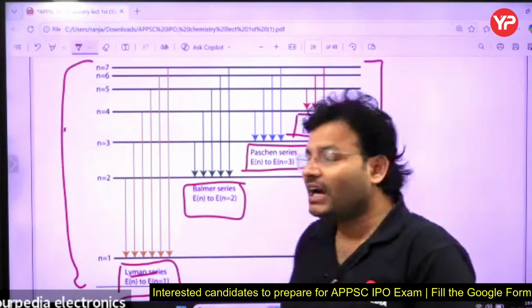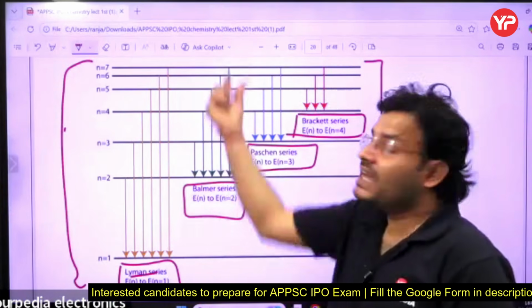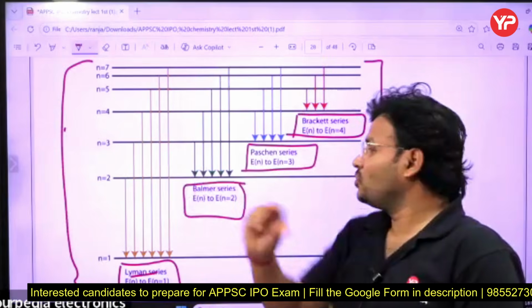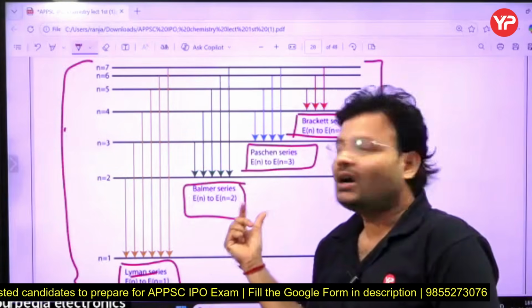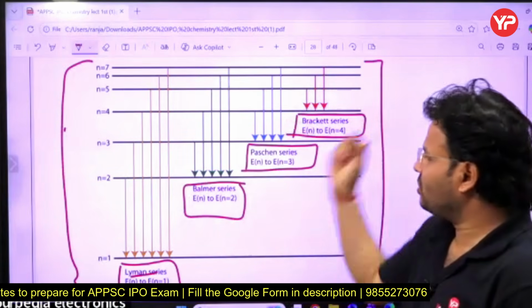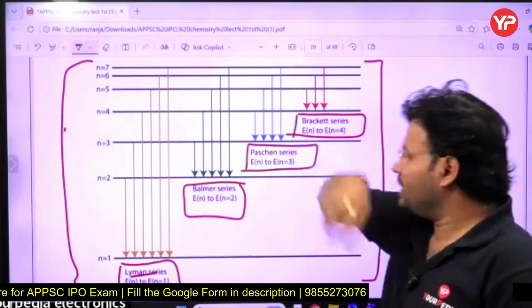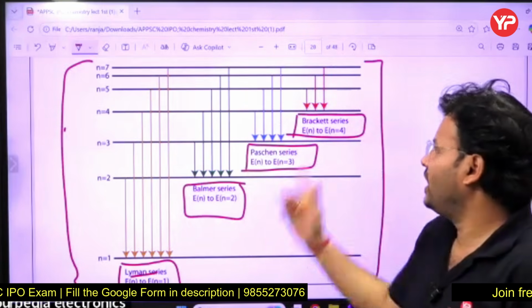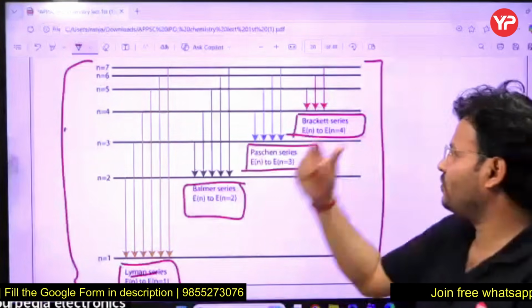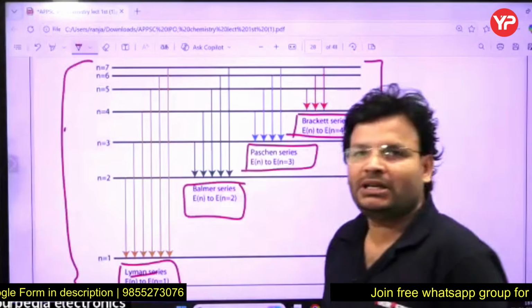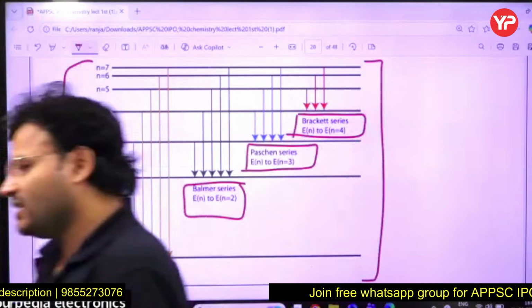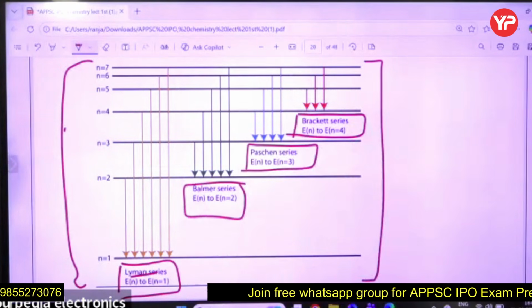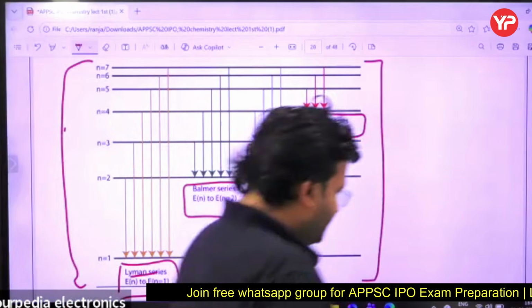If they go to the second orbit from any higher orbit, not lower, this is called Balmer. If they come to the third orbit from any higher orbit, that is called the Paschen series. If they come to the fourth orbit from any higher orbit, it is called the Brackett series. First of all, tell me, have you remembered that?